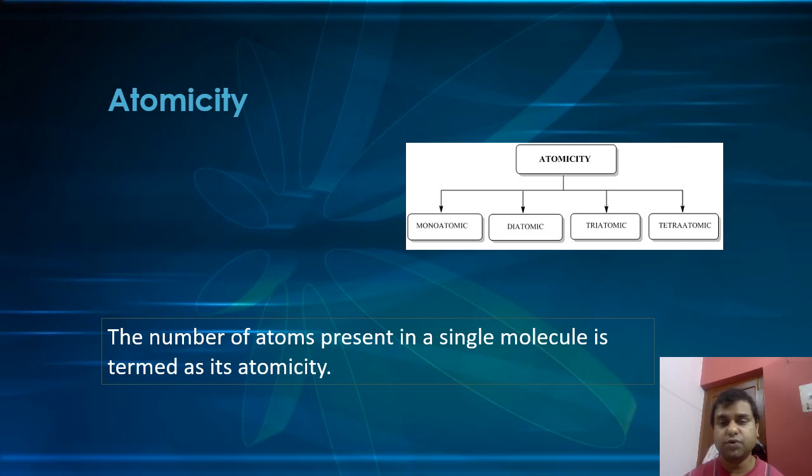So we'll see what is monoatomic, diatomic, triatomic, and tetraatomic with an example each. When we go through them individually, it will help us understand what exactly we mean by atomicity. Remember the definition: it is the number of atoms present in a single molecule that is termed atomicity. Let's check it out.